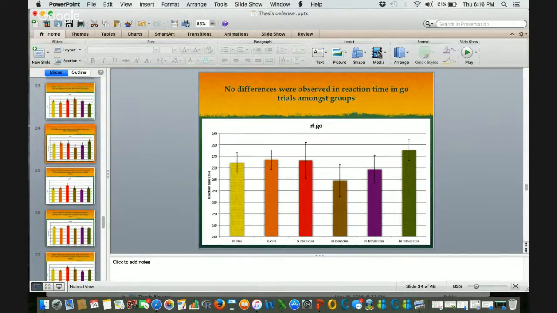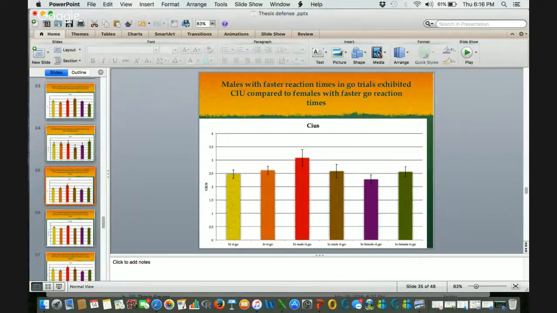Another way to look at impulsivity is reaction time. So we also looked at that amongst the CIUS scale, and we saw there were no observed differences in reaction time for the GO trials amongst the groups. But when you looked at the individuals who had faster reaction times for the GO trials, we saw that the males with faster GO reaction times also exhibited compulsive internet use, compared to females with faster GO reaction times.